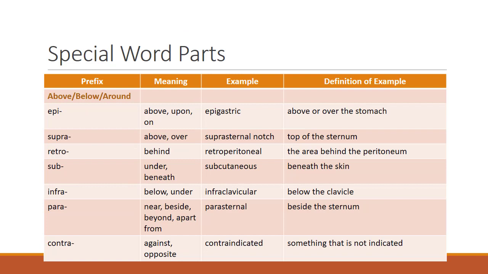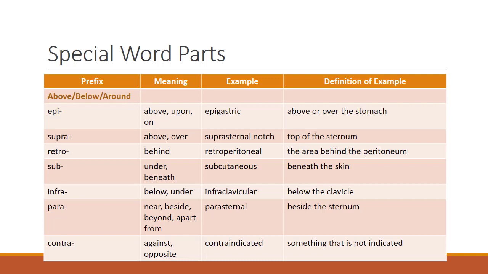If we're trying to describe above, below, or around something, we have several prefixes that can describe this. Epi or EPI means above, upon, or on. An example of this would be epigastric, which means above or over the stomach. Supra means above or over. An example would be the suprasternal notch, which is on the top of the sternum. Retro means behind. An example of that would be retroperitoneal, which is the area behind the peritoneum.